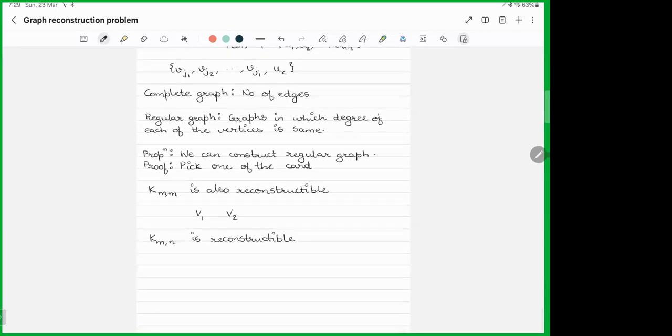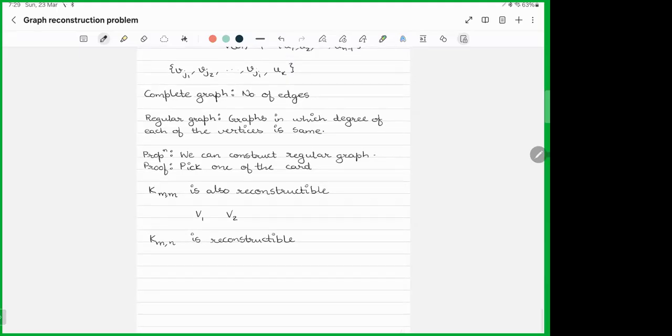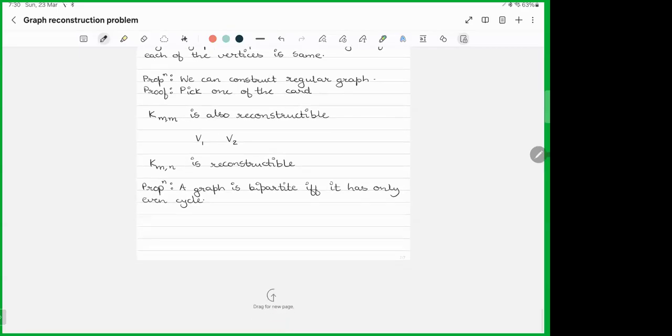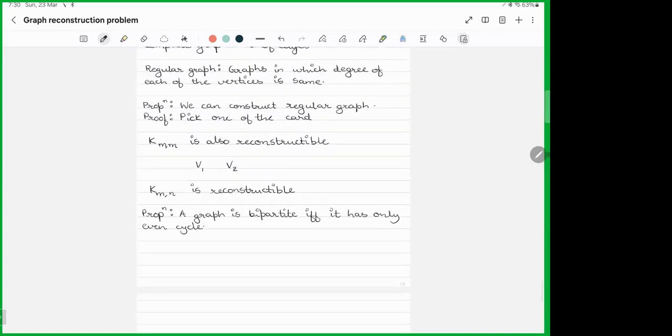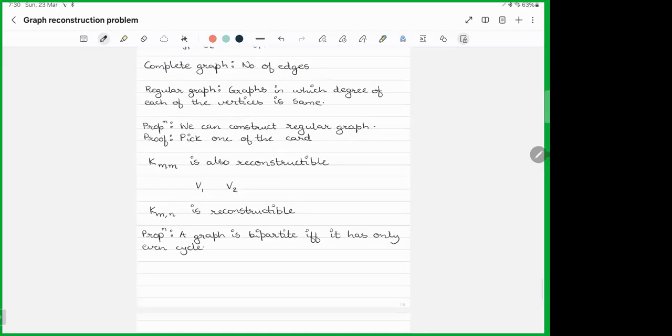And how will you do that? You can do that by using this proposition: a graph is bipartite if and only if it has no odd cycle. So now you can use this proposition and the idea which I told you to prove that K(m,n) is also reconstructible. So you can try that.